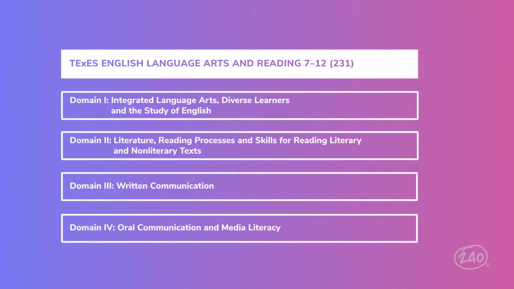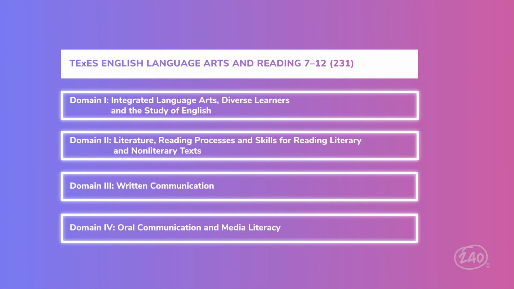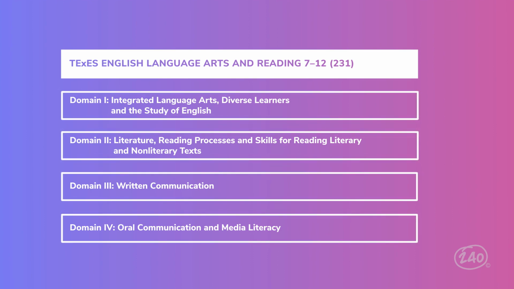Let's think of this like a great book we can't wait to read. Now that we've cracked the cover, let's take a look at our table of contents to get an even better idea of what to expect. The TExES ELAR 7 through 12 is made up of 4 domains, which are the big areas. Each one has 2 to 4 competencies nestled under it. You'll need to answer 100 selected response questions and 2 constructed response questions. We'll call those SRQs and CRQs for short. A CRQ is like an essay.